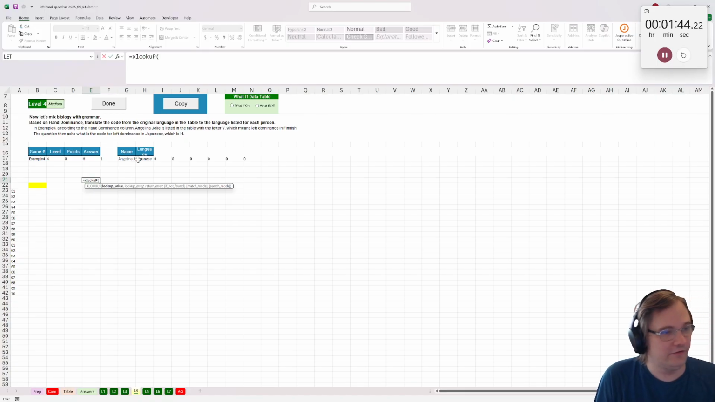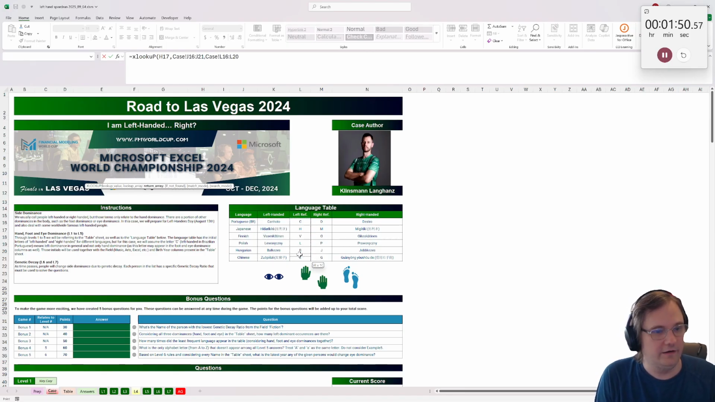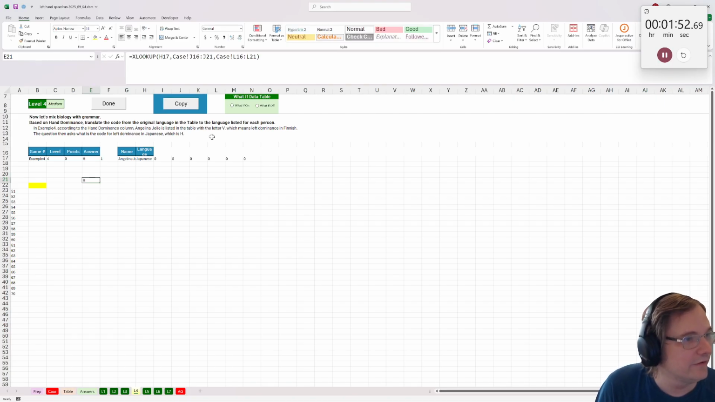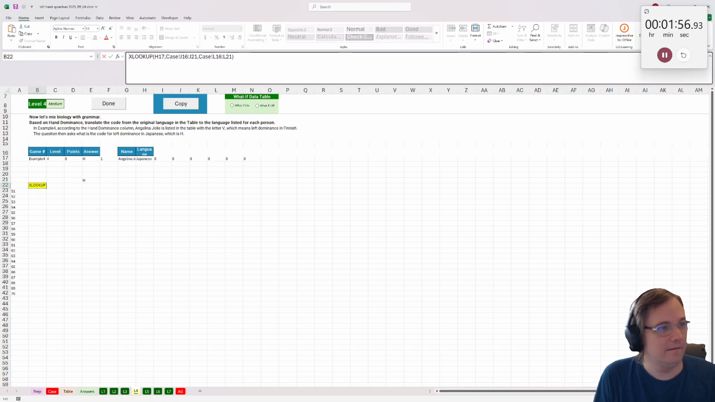Here, it says in the instructions that everybody is left-handed. So I'm literally just looking up this and returning on this is all I'm doing for this case, for this level, right? Didn't put that in the right place.